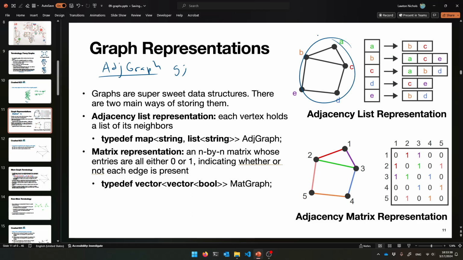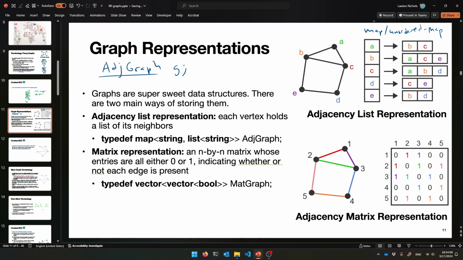So each, like, here's the graph we'd like to represent inside of a computer. You can store it as each node, its name, mapping to a list of all the things it's connected to. So these arrows right here take a string name to a list. So it's a mapping. You can treat it as a map in C++ or an unordered map. That's a hash table.